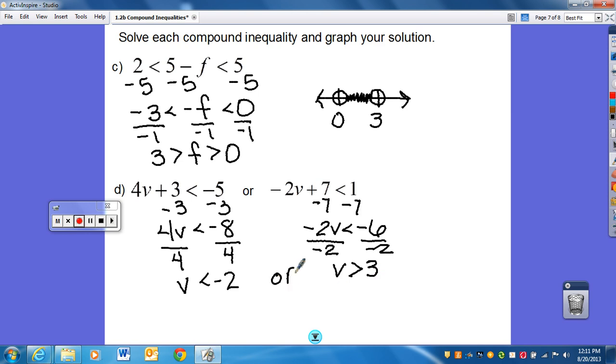This is an OR situation, which is a choice, and that's going to be two separate sections on our number line. So if you go ahead and draw your number line, the first value will be negative 2 and then positive 3. The negative 2 is less than, so we're going to draw an open circle, and then it says v is less than. V is smaller, so we're going to shade to the left. At the 3, we have a greater than symbol, so that's going to be an open circle, and it says v is greater than. Greater values will be to the right.